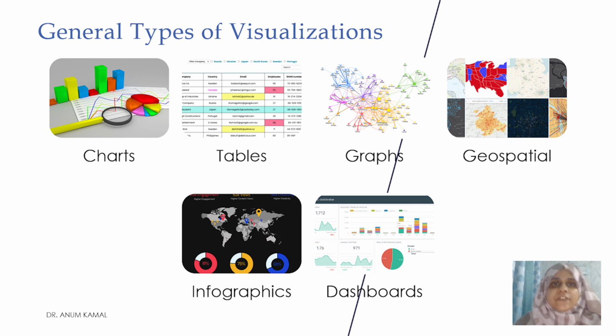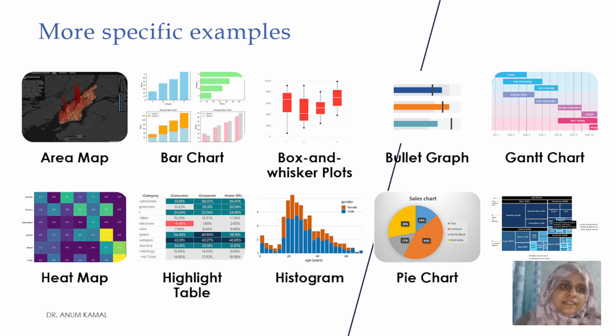If we go to more specific examples, here is a further breakdown of the categories I explained earlier. The first is the area map. It is a form of geospatial visualization. Area maps are used to show specific values set over a map of a country, state, county, or any other geographic location. Two common types of area maps are choropleths and isopleths. Then comes your bar charts. Bar charts represent numerical values compared to each other. The length of the bar represents the value of each variable.